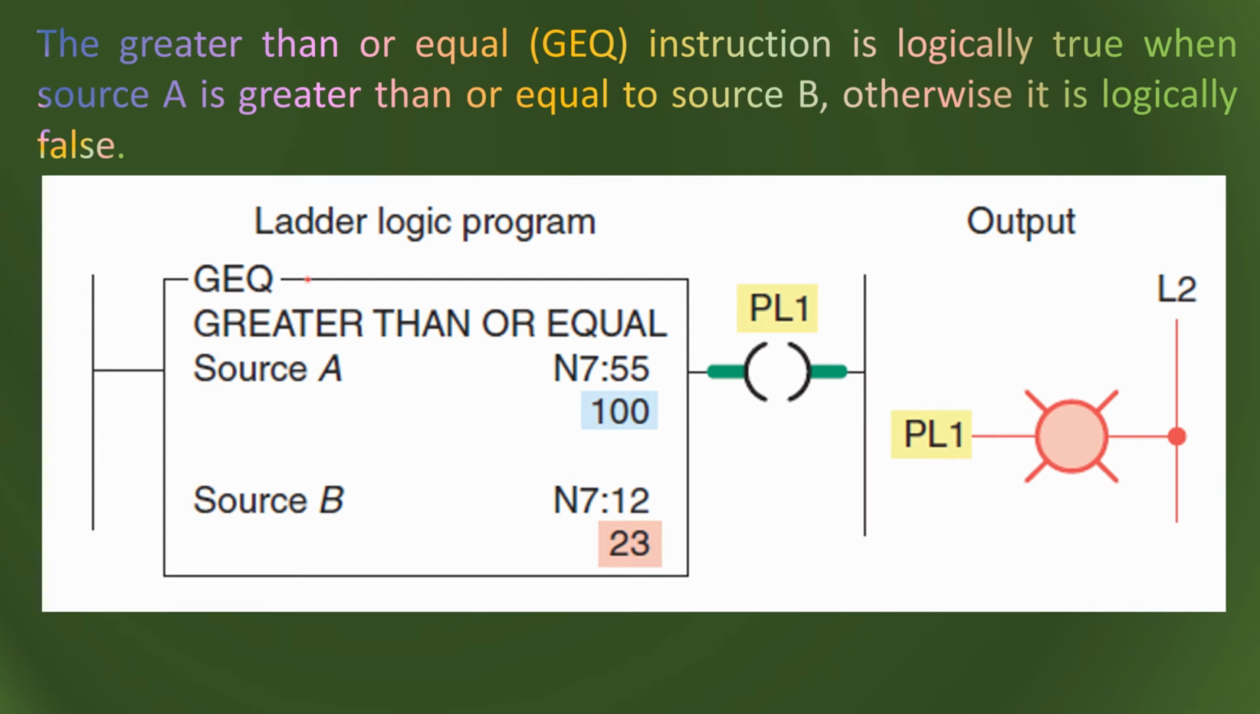So this is the greater than or equal instruction. The only difference between the greater than instruction and greater than or equal is that whenever the value of A is greater than or equal to B, the rung will be true and the pilot light will be on. Otherwise, the pilot light will be off. But whenever it is only greater than, then even when they are equal, the rung will be false.